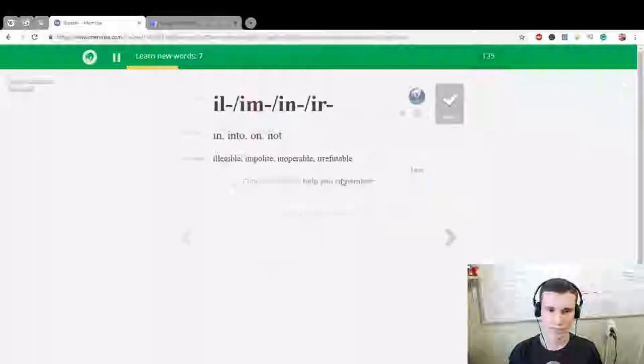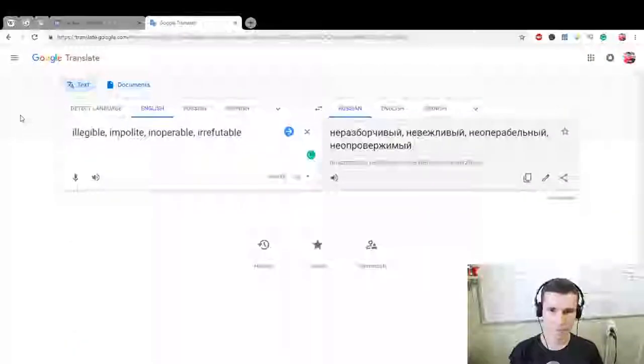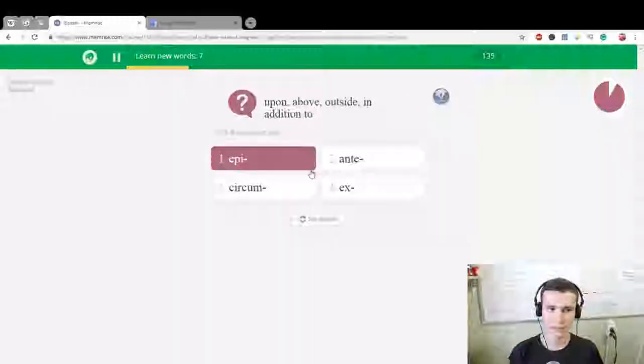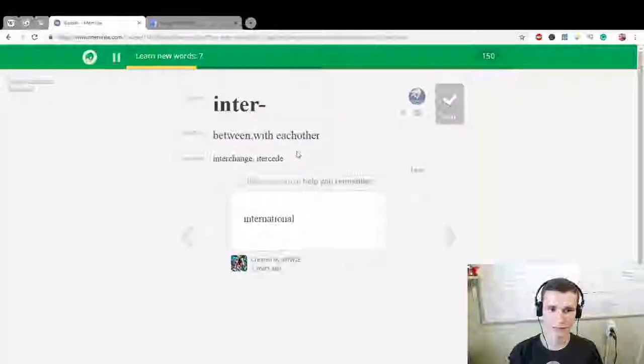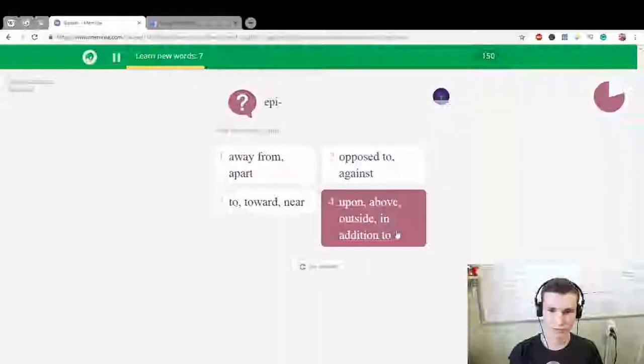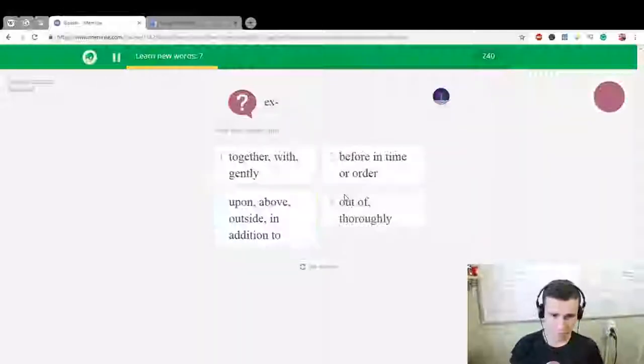Hypo: under, beneath, down. Ill, im, in, ear: illegible, impolite, in meaning into or not, inner, irritable. Epi: upon, above, outside. Inter: between, interchange.